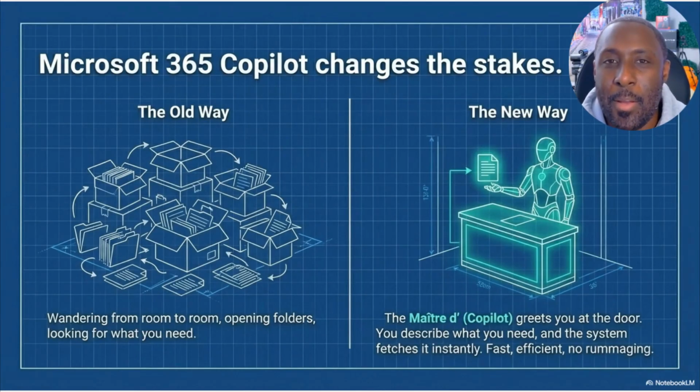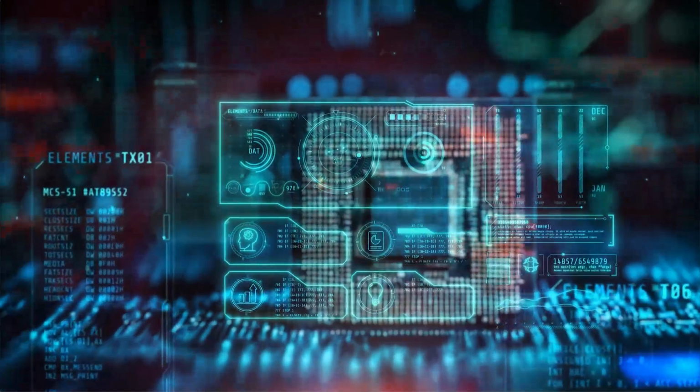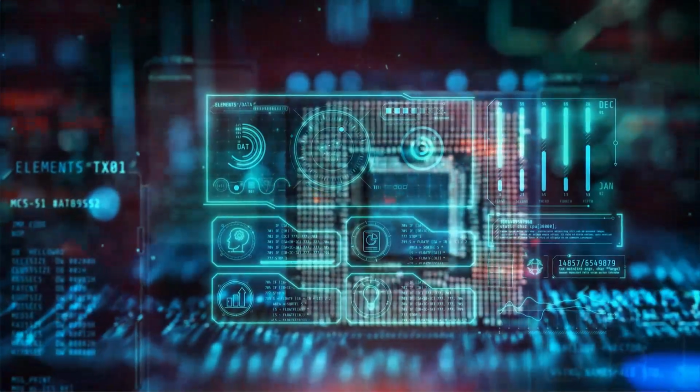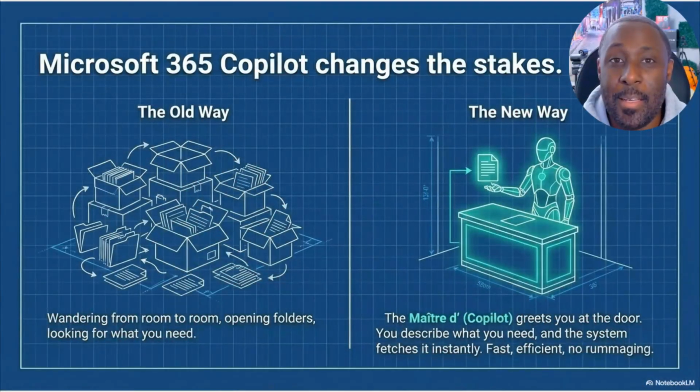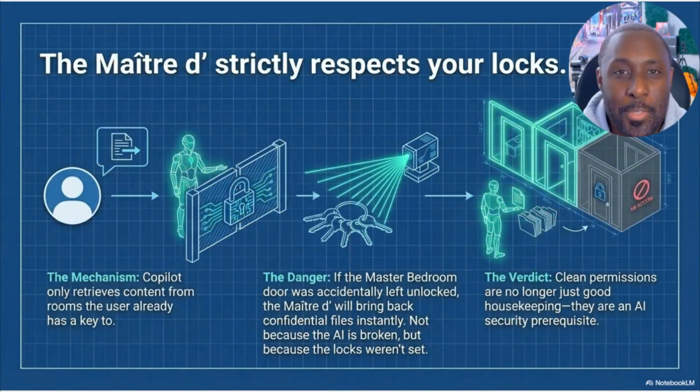Finding documents the old way meant sifting through endless folders, hoping to stumble upon what you needed. But now, with Microsoft 365 Copilot, you have an AI-powered assistant that understands your content and delivers exactly what you need in an instant. This is the future of work, and it's at your fingertips today. Think of Copilot as your maitre d', standing at the front door, ready to retrieve anything you need from any room in the house. Fast, efficient, no rummaging.